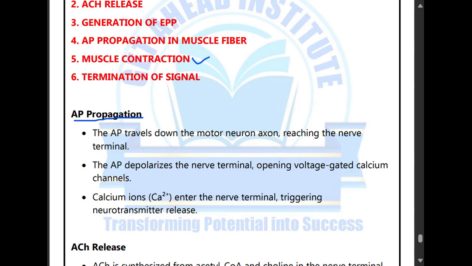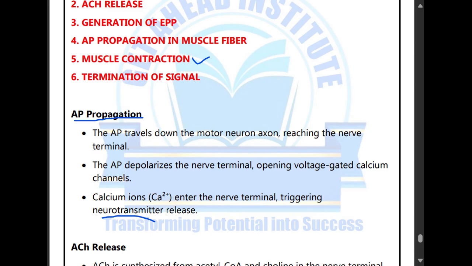Now when the voltage-gated calcium channels open, calcium ions will enter the nerve terminal. When they enter the nerve terminal, they are going to trigger the release of neurotransmitters. In other words, the release of neurotransmitters into the synaptic cleft, that space, is dependent on calcium ions. Very important.